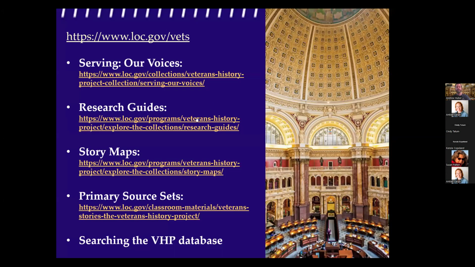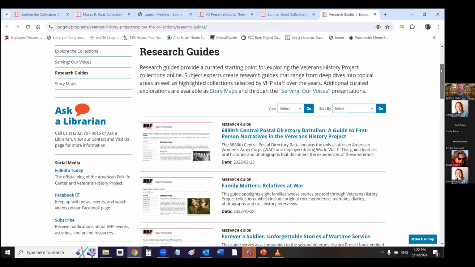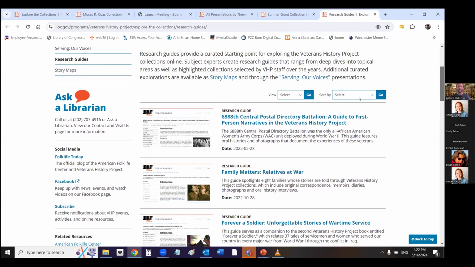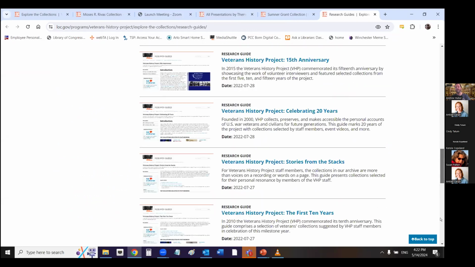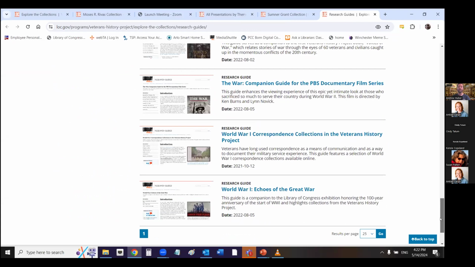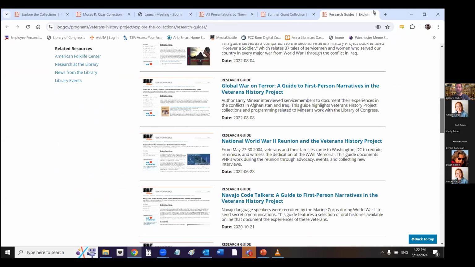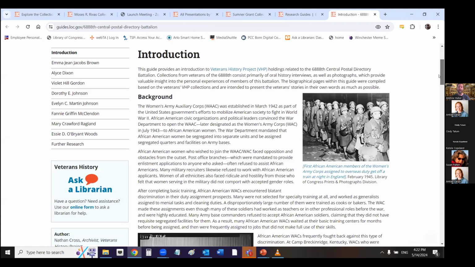We also have our research guides. Research guides are sort of like lesson plans. They can actually be used as lesson plans as well. I don't think that they conform to the exact guidelines, but they can easily be adapted. We have a pretty big wealth of these research guides, and each one is on a particular subject about veterans. When you click on them, they have more in-depth info, including a summary about the subject.